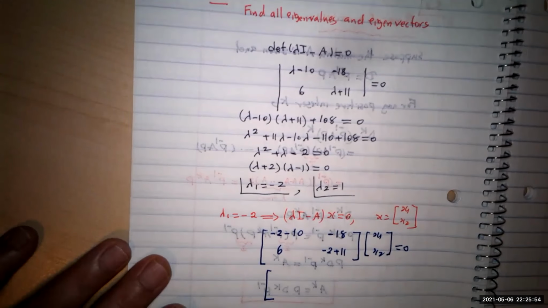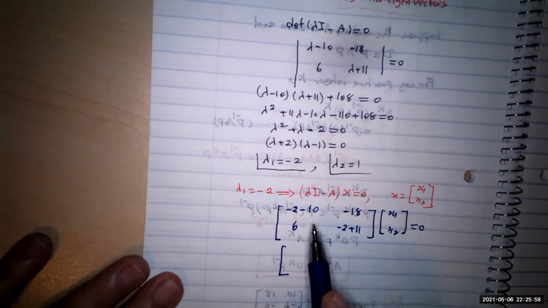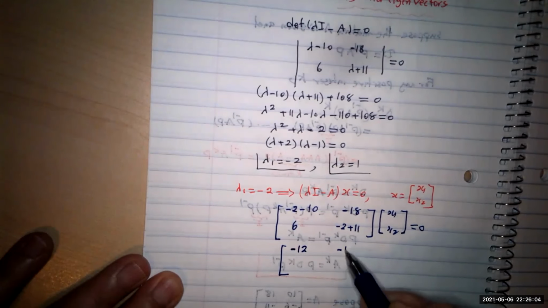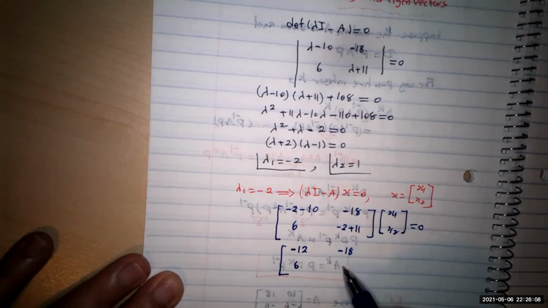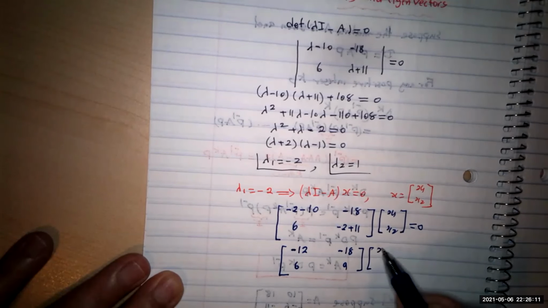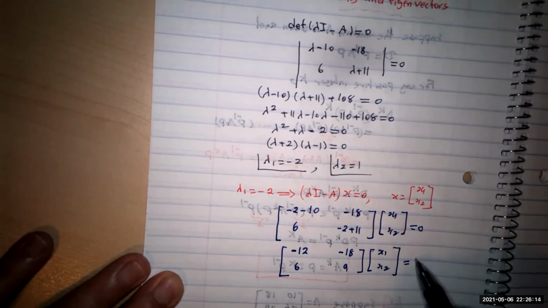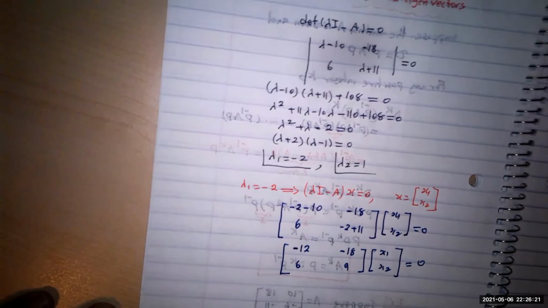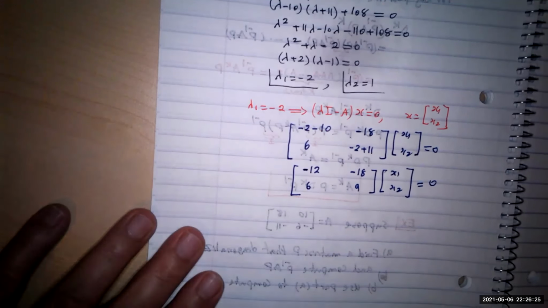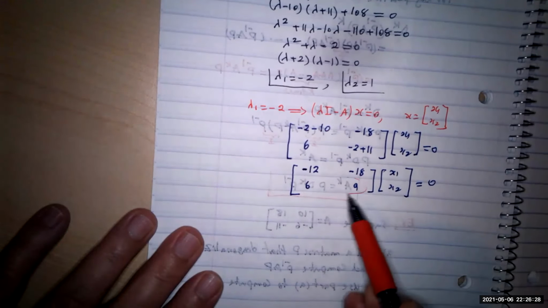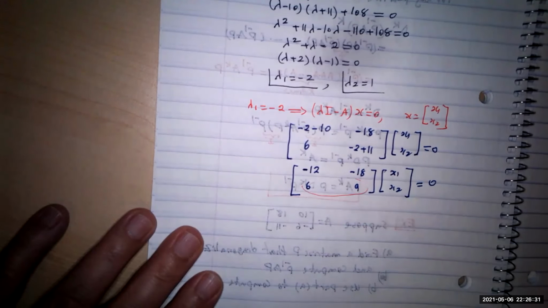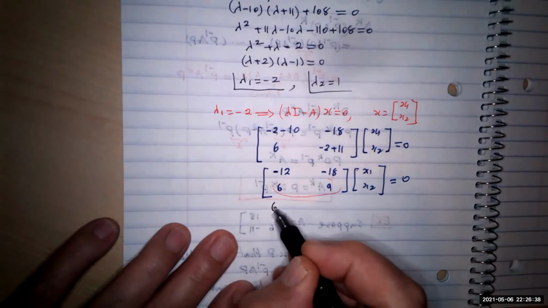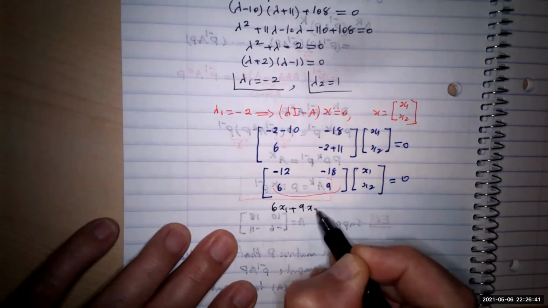We simplify it. When you simplify it, on the top we get -12, -18, and this is going to be simply 6 and 9, times x1, x2 equal to 0. We already talked about it. You know that one of them is a multiple of the other one, so we're just using one of these rows and we take care of it right away. I just use the second one. You don't need to simplify it because we know that this is going to be a dependent system. So I go with 6x1 plus 9x2 equal to 0.